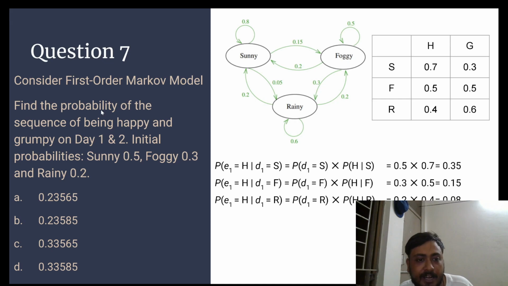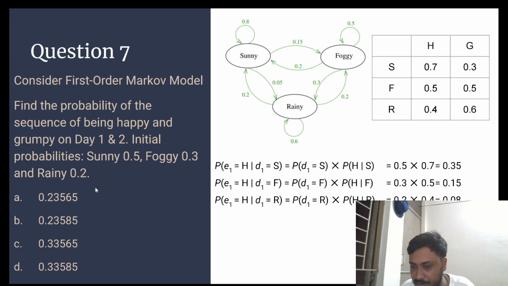And what is the probability that you will be happy on day 1 and grumpy on day 2? Like, what is the probability of this sequence? Then you are given initial probabilities. That is, on day 1, the probability of the weather being sunny, foggy and rainy. Alright. So you have day 1 values and you have these values which represent the probability of being happy or grumpy based on whether it is sunny, foggy or rainy. Okay. And what you have to do is find the probability of this sequence of being happy on day 1, grumpy on day 2.